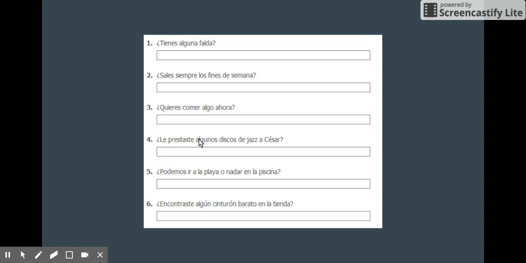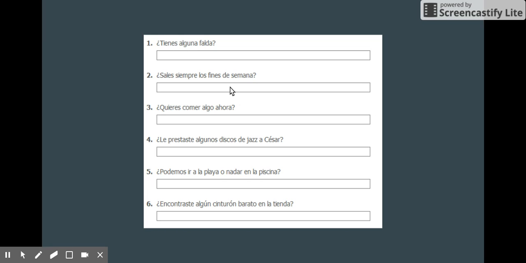For the homework, all you have to do is answer all these questions negatively. So for the first one, ¿tienes alguna falda? We know alguna is an indefinite word. The negative form of it is ninguna, since falda is a singular feminine noun. So we could say, ¿tienes alguna falda? No tengo ninguna falda.